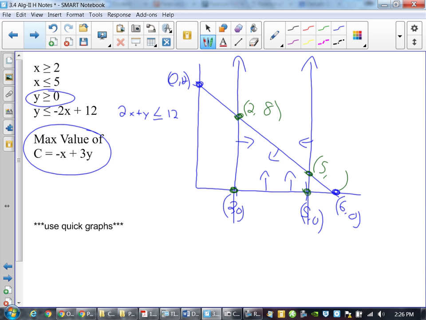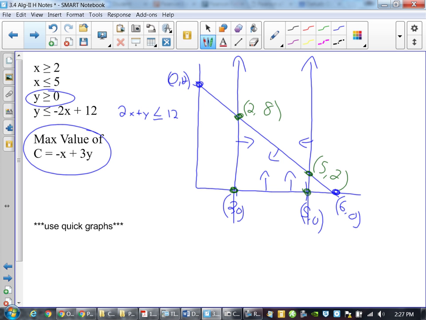2 times 5 is what? 10 plus what is 12? 2. Oh, look how fast math can work. You'll be surprised. It's not that bad.